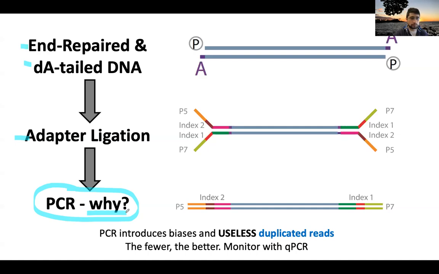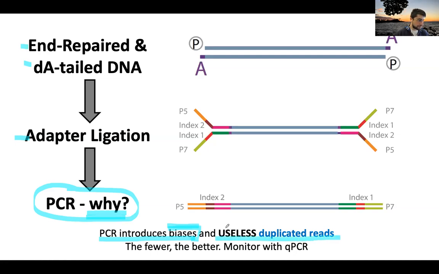So we just need to perform a PCR to have more material. However, the PCR is not creating new molecules. It's not giving you more information. It's just copying existing molecules, duplicating the information that you already have, and with this it's introducing biases. Not every fragment will be amplified at the same rate during the PCR, and with this it's creating duplicated reads.